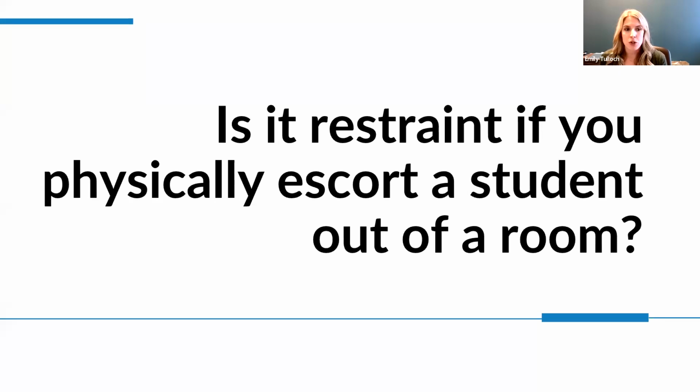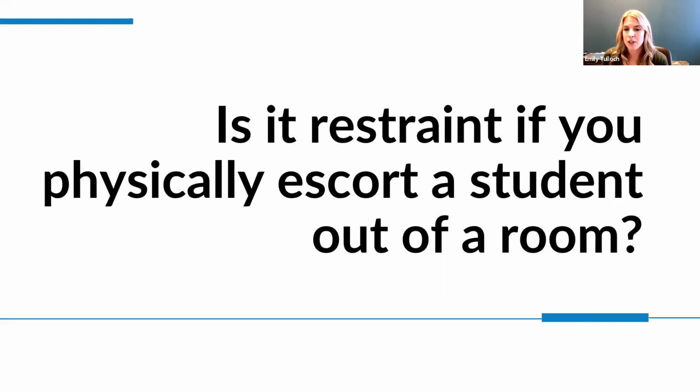So what about restraint? Is it restraint if you physically escort a student out of a room? I'm going to let you think about it while I define physical escort. Physical escort is temporary touching or holding of a hand, a shoulder, or an arm for the purpose of having a student walk or get to a safe location.